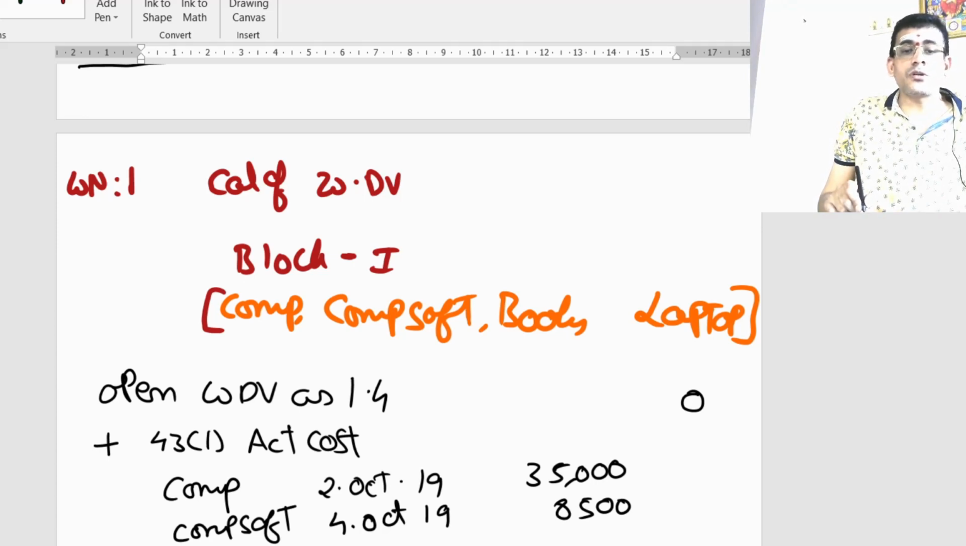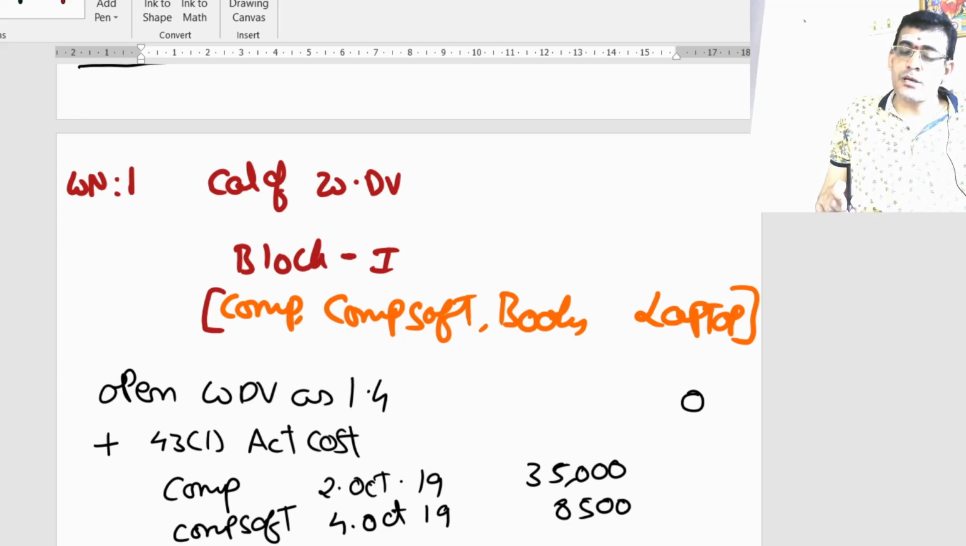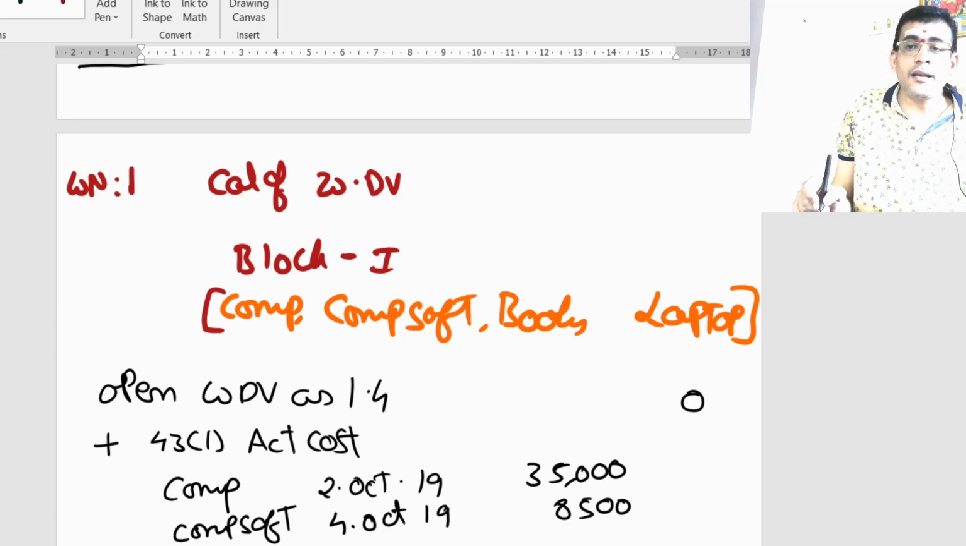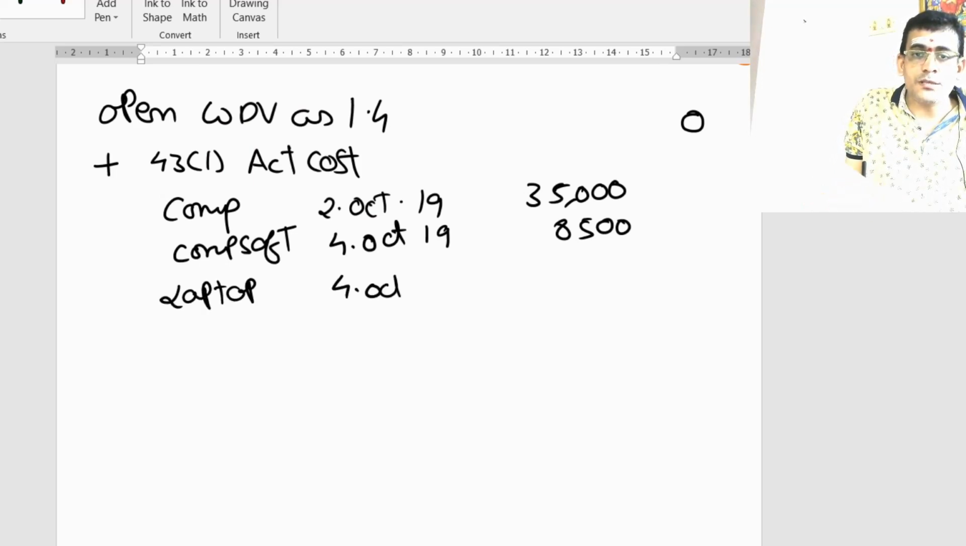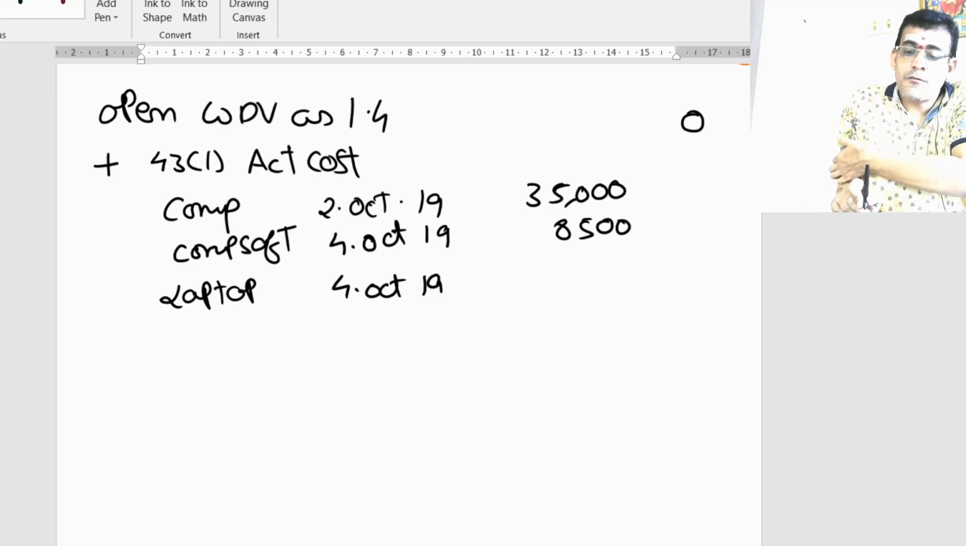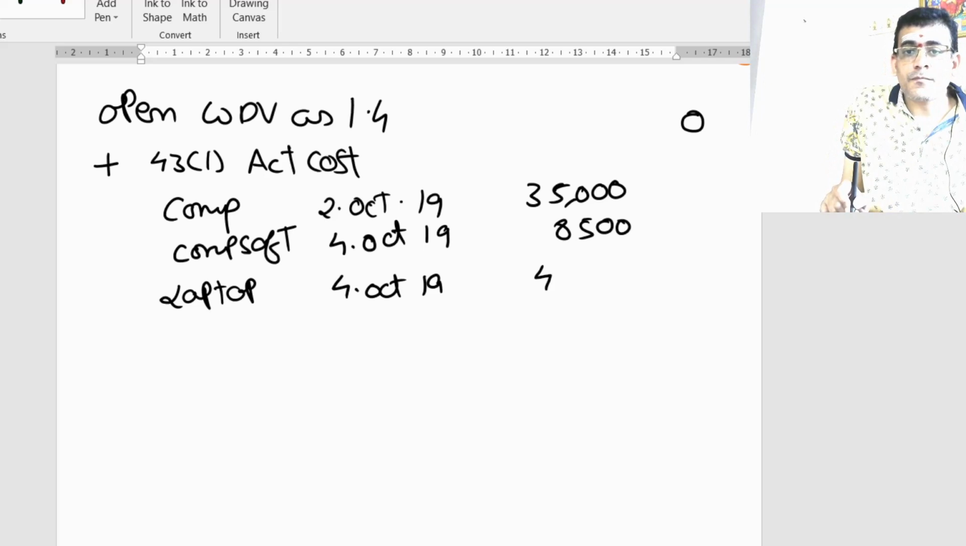So the assets coming under this are computer and computer software. If you observe, both the assets were put to use for a period of less than 180 days. What about books? Books was acquired and put to use on 1st April 2019, for a period of more than 180 days. And what about your laptop? Laptop was put to use on 4th October 2019, so the laptop was also put to use for a period of less than 180 days. So I will take the laptop here, because it is put to use on the same date. The cost of your laptop is 43,000.